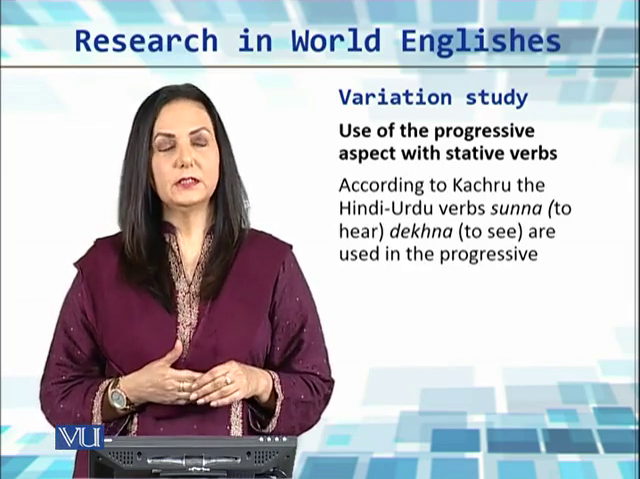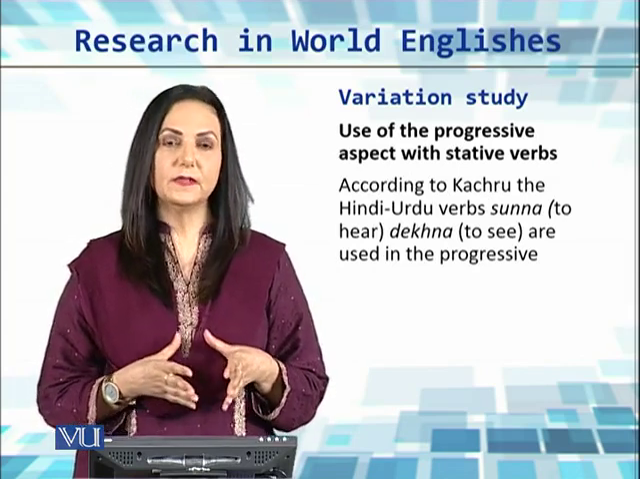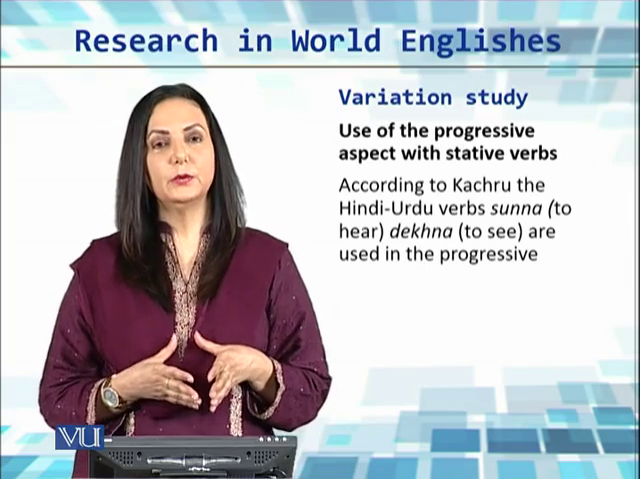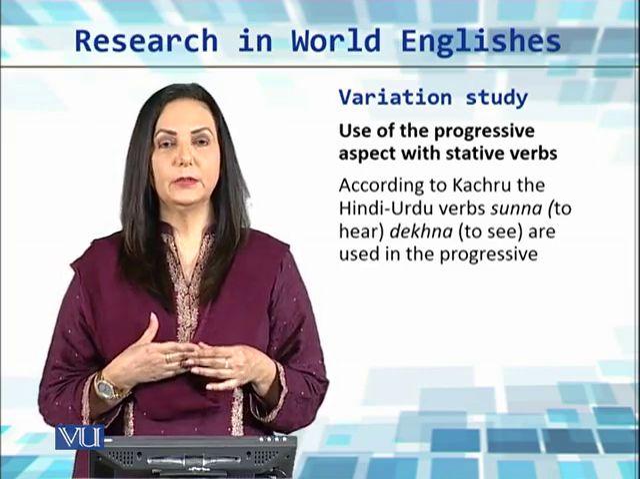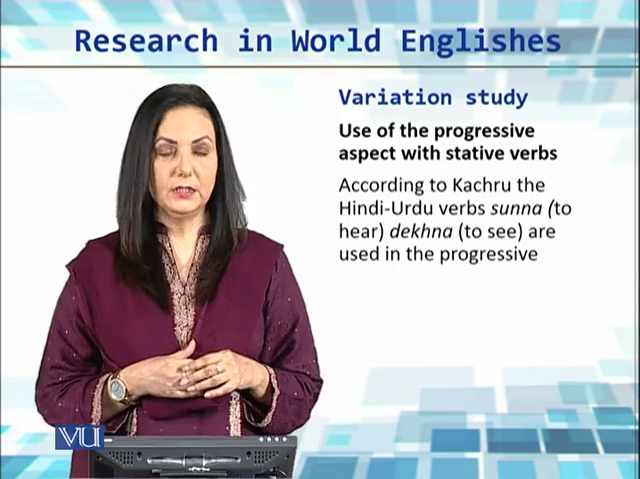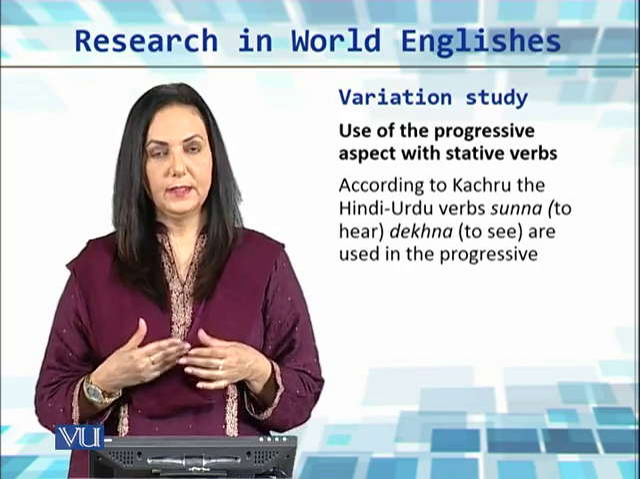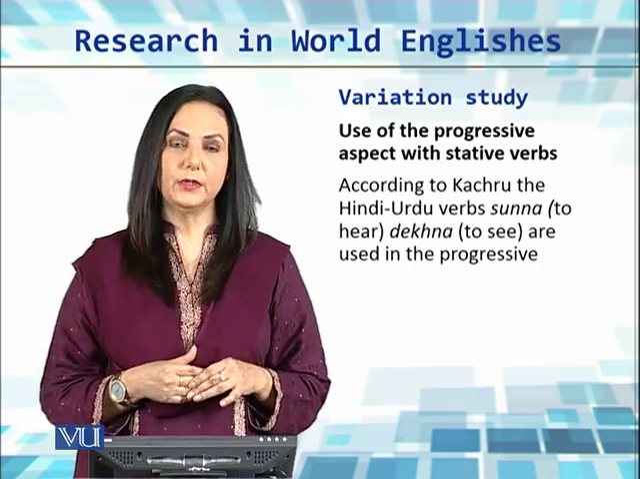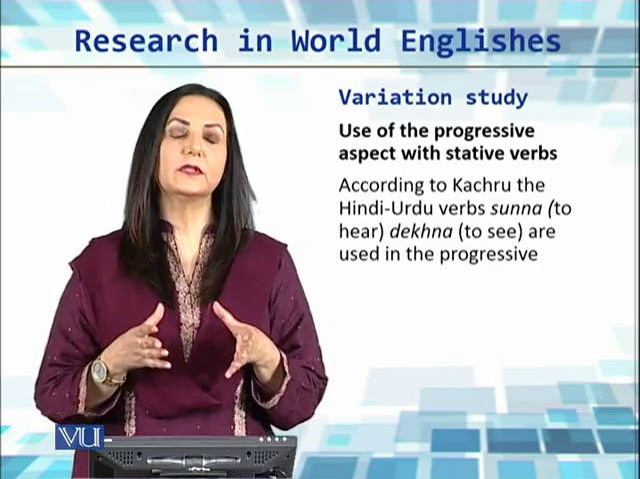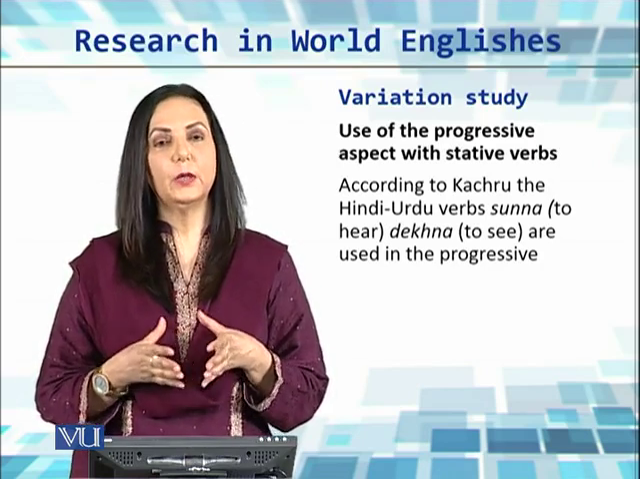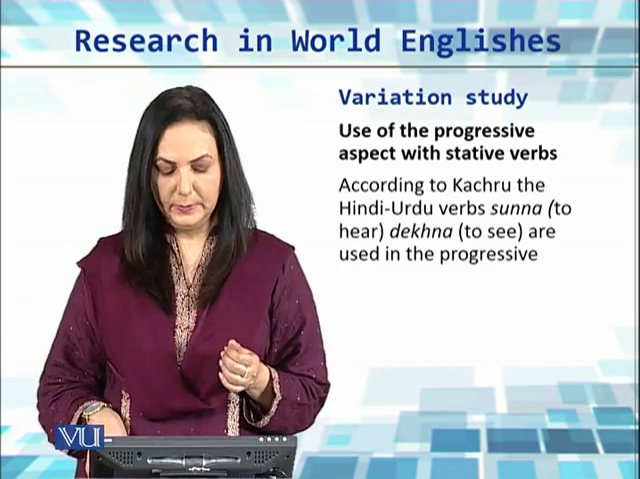One of the reasons for the use of progressive aspect with stative verbs perhaps is the influence of the local languages on the use of English in the outer circle countries. Because according to Khajru, the Hindi-Urdu verbs sunna and dekhna, to hear and to see, are used in the progressive in Hindi and Urdu. Perhaps this use transfers to the outer circle speakers of English, and it is transferred to their use of English as well.